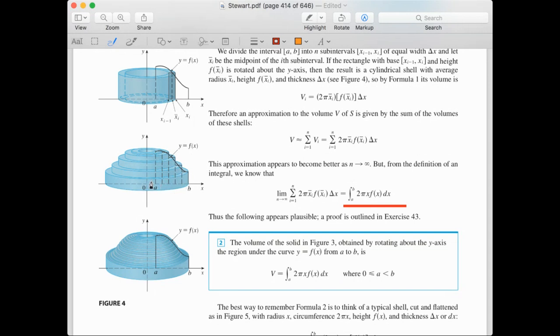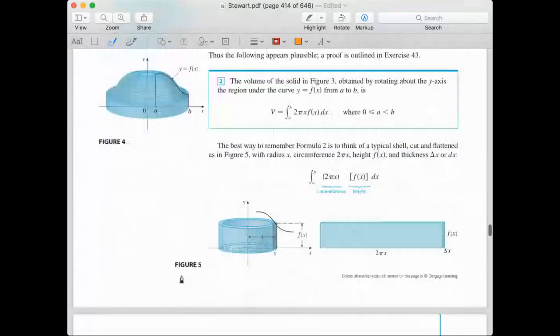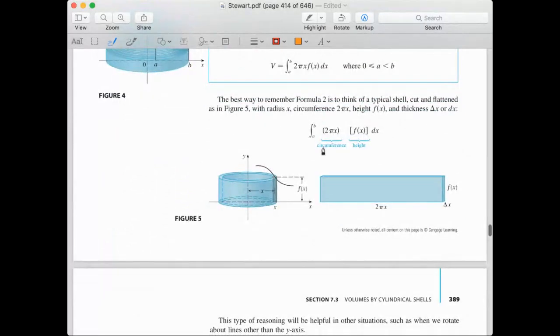Then we're cutting on the x-axis. So we integrate from A to B and cut from A to B infinite many pieces. 2 pi x circumference and the height, and add up all those areas.